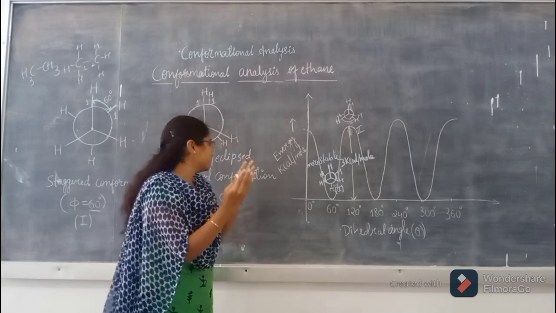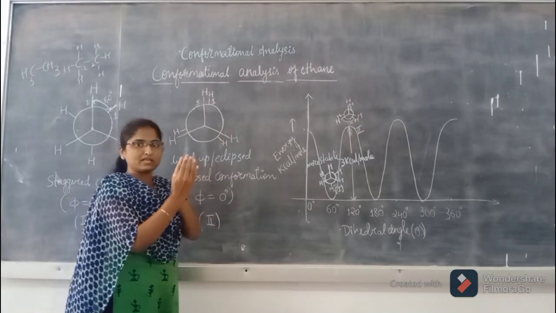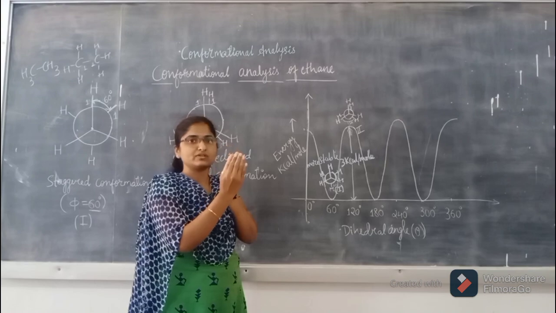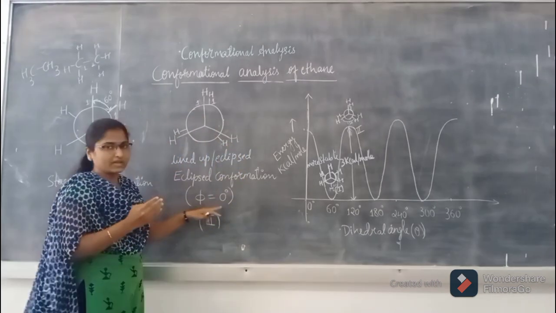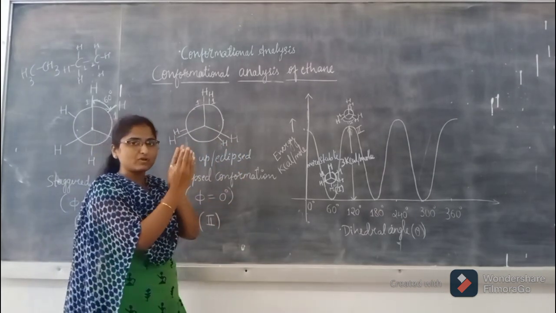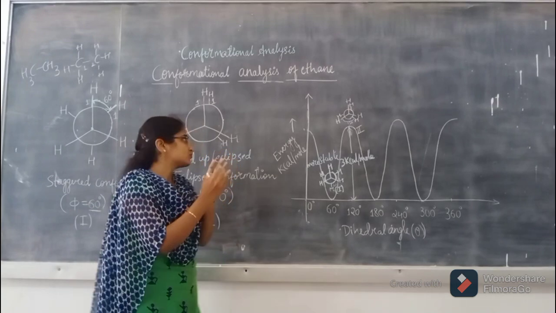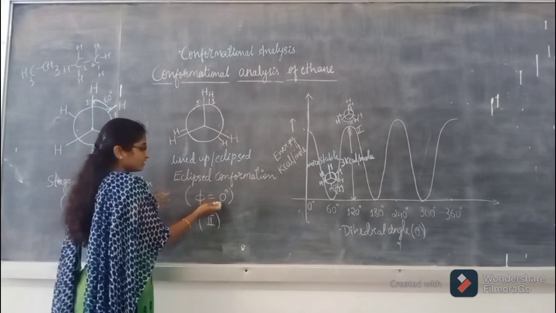That we call eclipsing, or eclipsed, lined up hydrogens. So the angle between them, that is the dihedral angle, will be 0 degrees. Why? Because they are parallel to each other, or we can say they are eclipsed. So the dihedral angle will be 0 degrees.